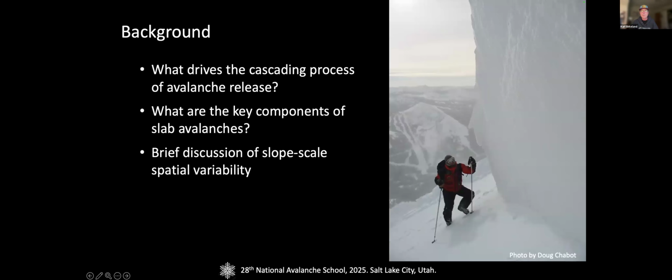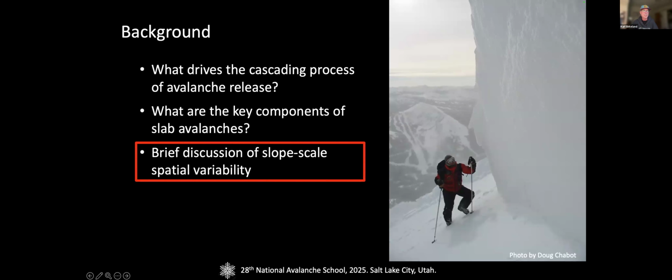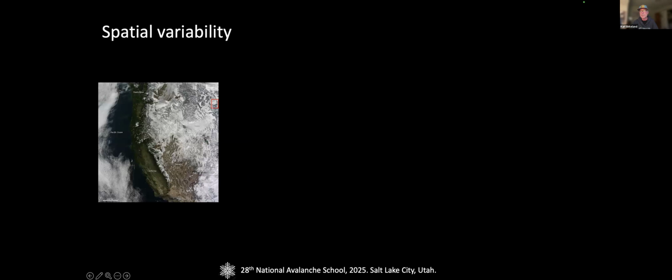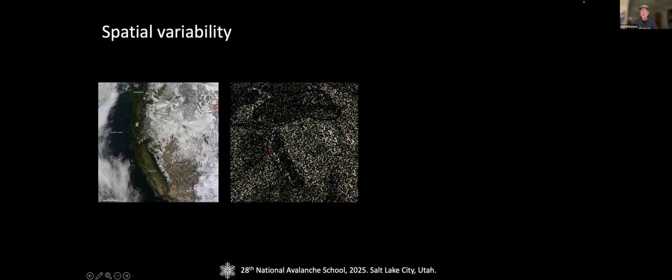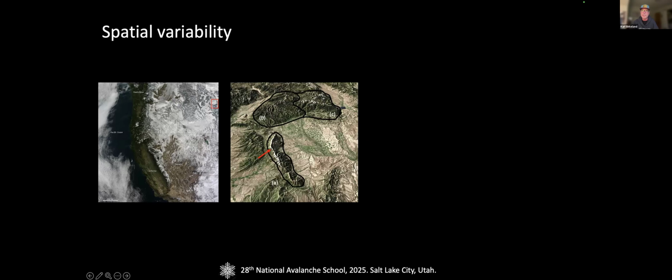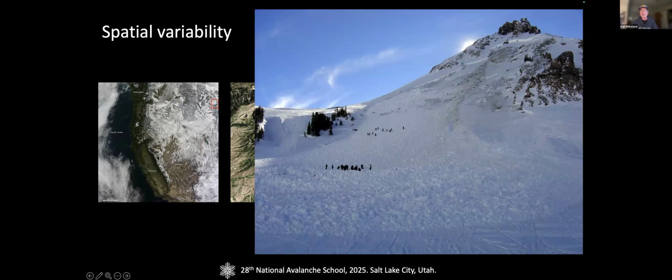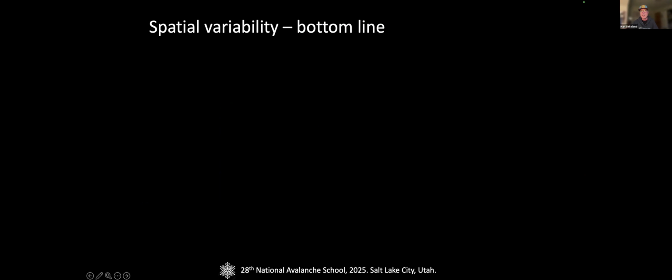Okay, so we've gone through what drives the cascading process and the key components. Just very briefly, a discussion of slope scale spatial variability. In chapter 9, we talk about these different spatial scales of variability, whether it's a continental scale or a regional scale, which is where our forecast centers typically operate, or the slope scale. And understanding slope scale variability is critically important for understanding avalanche release. And the main thing that we're interested in with slope scale spatial variability is where are the potential trigger locations?